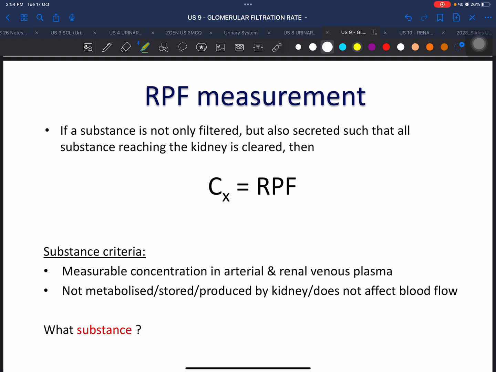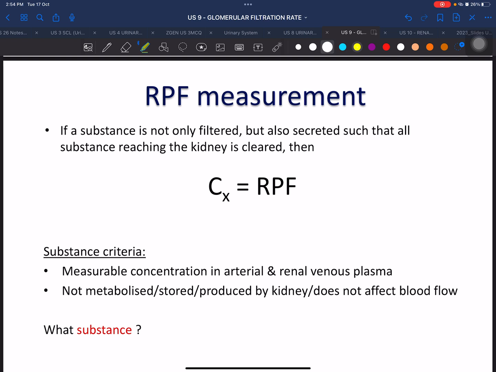So what are the criteria again? It must be measurable, with concentration in arterial and renal venous plasma, because you need to know how much goes in and how much comes out. Then it must not be metabolized, so that you know the exact amount, not stored, and not produced by the kidney, so that you won't have additional amounts in the calculations. And it does not affect the blood flow.